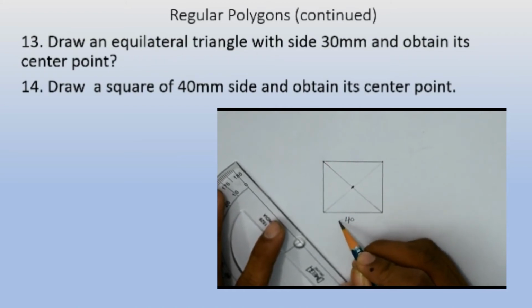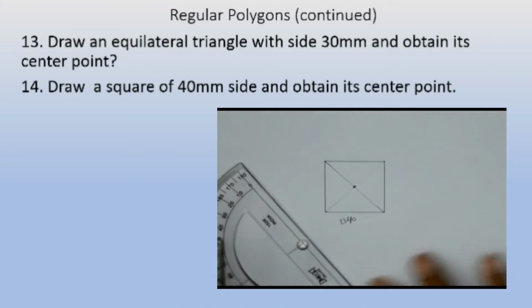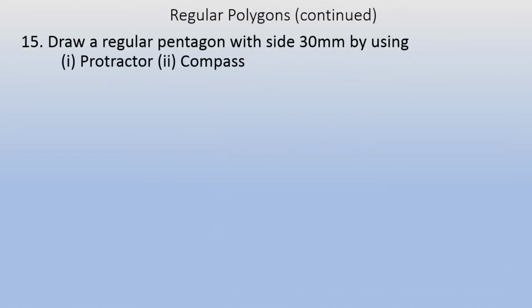So I am marking here again 40. This is not the actual way to dimension it. This is not the proper dimensioning, but for the time being let's just take it. And now we have to draw a regular pentagon. Pentagon can be drawn by many methods, but here we will see a pentagon of 30 mm side by using the protractor and compass method.